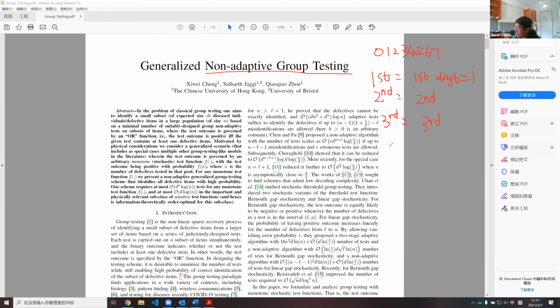For example, if the outcome is positive, negative, positive, then we know that the diseased person is 101, which means he is the 5th person. So this allows us to do testing without waiting for others' test outcomes, which can minimize the time we spend on testing.